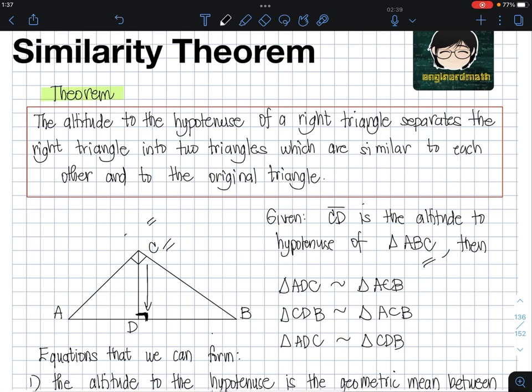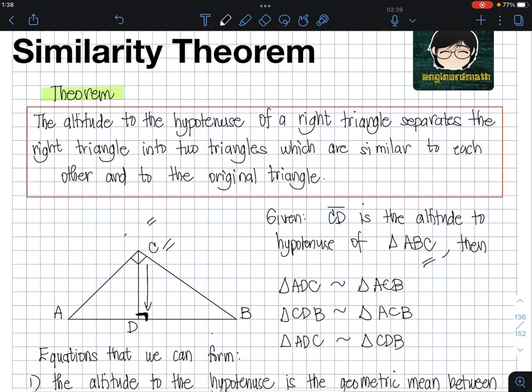So sabi dito sa theorem, madidivide daw nitong altitude CD, itong right triangle, into two triangles na similar sa isa't isa at similar doon sa mismong triangle ABC. So ano yung mga similar triangles na mabubuo?